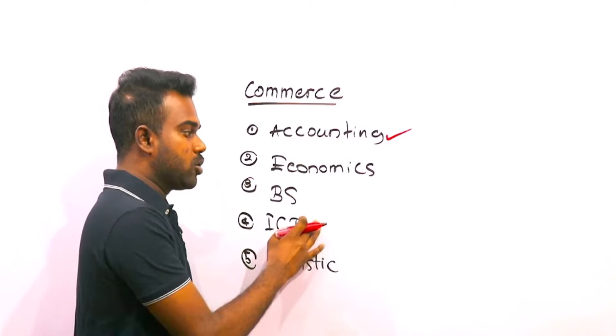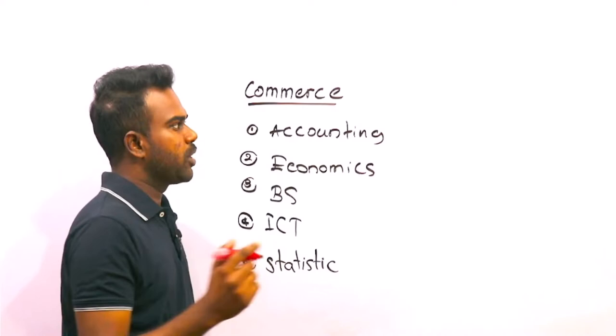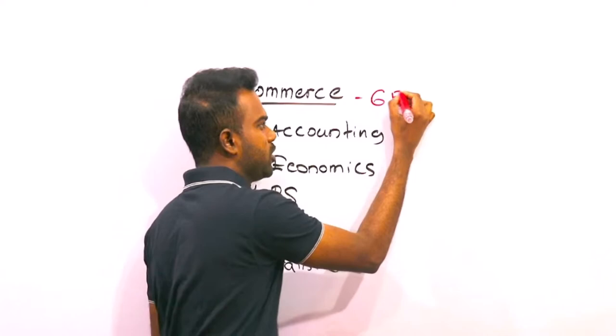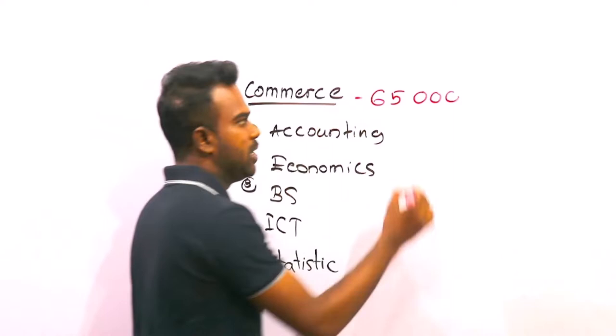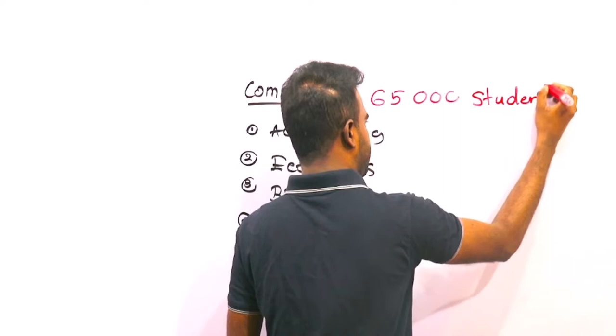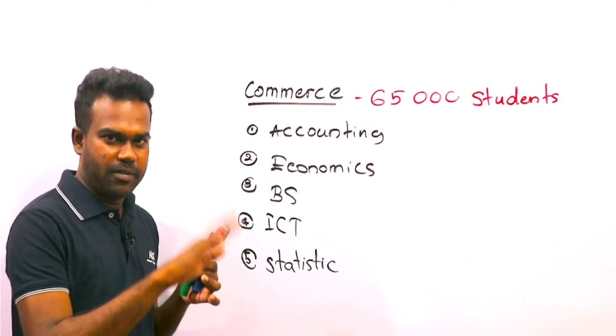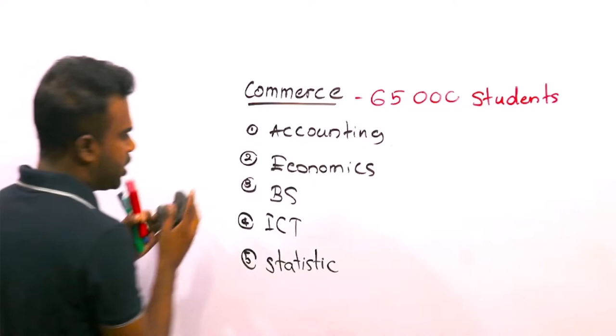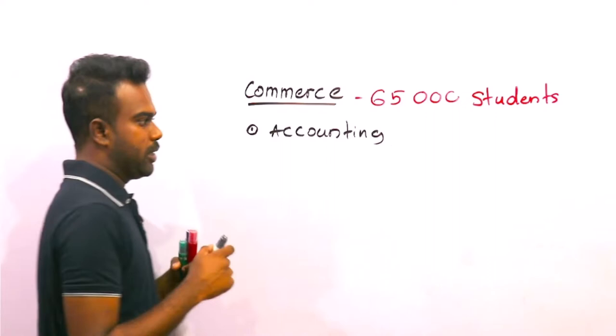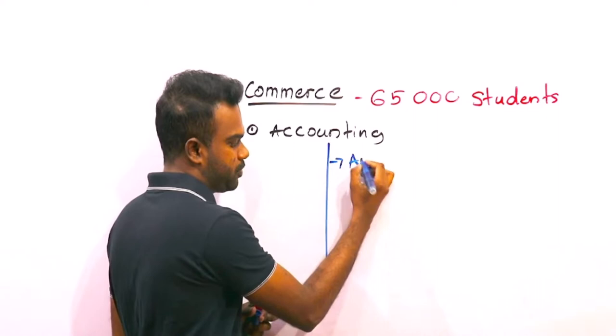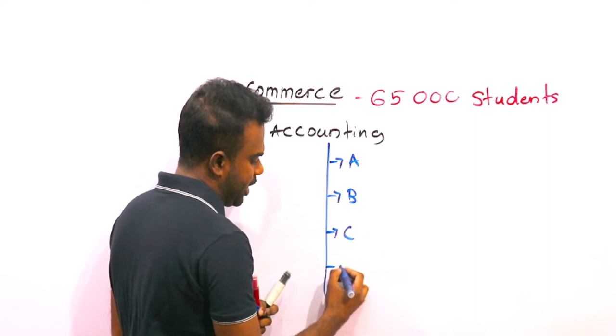In a year, normally there are around 65,000 commerce students facing the A levels in the commerce scheme. This is an approximate amount; it can be 70,000 or 60,000. If I talk about the accounting subject, there are pass grades: A passes, B, C, S, and fail passes, F.